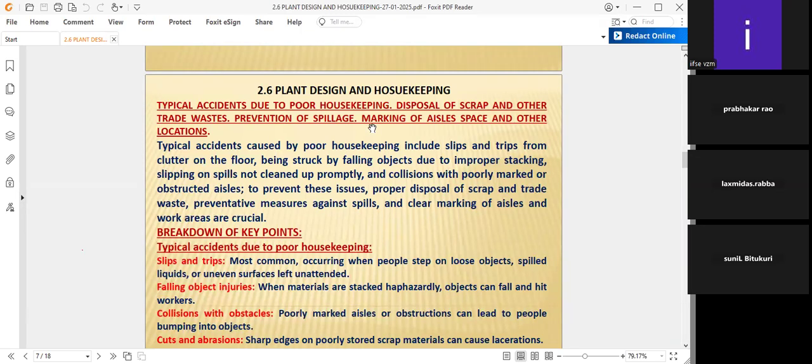Only simply layout, as per the construction, as per the civil people, they constructed. Poor housekeeping, accidents will be taken care of. Differently, accidents will occur.